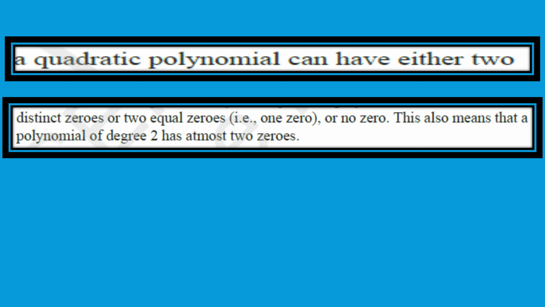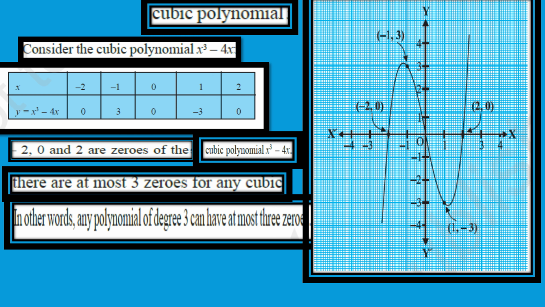So a quadratic polynomial can have either two distinct zeros, or two equal zeros, or no zeros. This also means that a polynomial of degree 2 has at most 2 zeros. You can remember this point as well. So in other words, any polynomial of degree 3 can have at most how many zeros? 3 zeros.